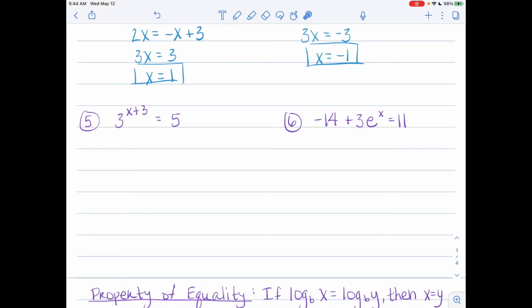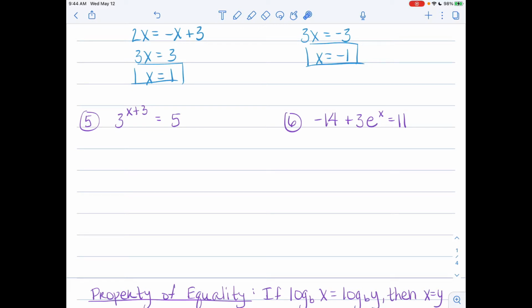Let's take a look at some examples when we only have x on one side, and there's no way to rewrite these bases as something common. 3 and 5 are both prime numbers, so they're not going to have anything in common except for a 1, and that doesn't help us.